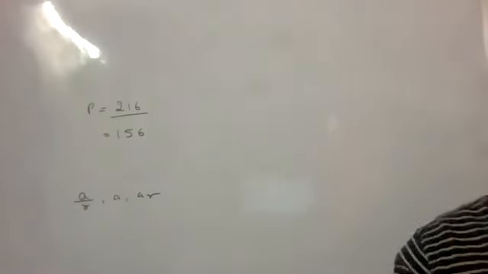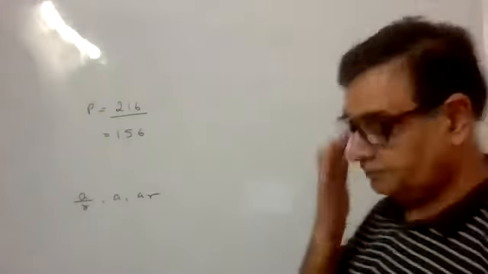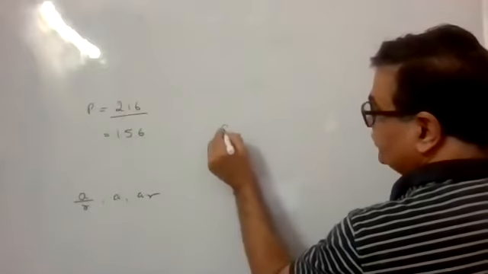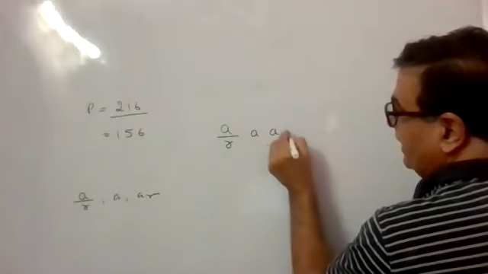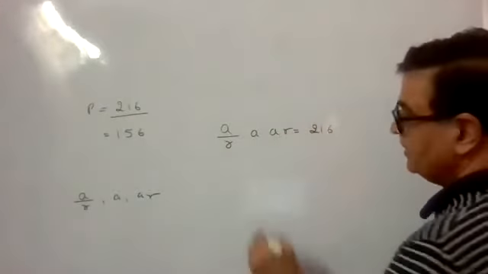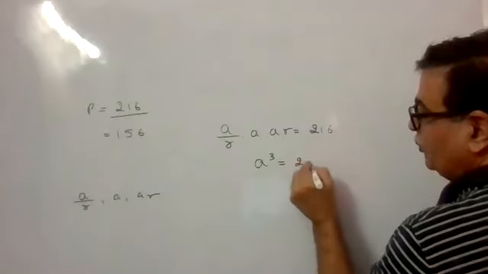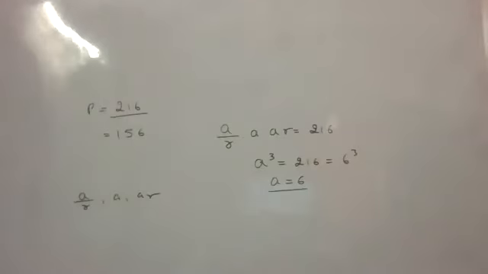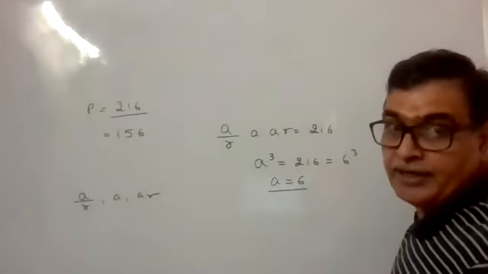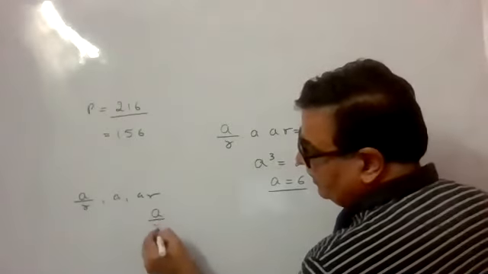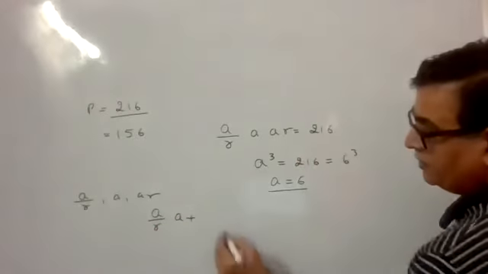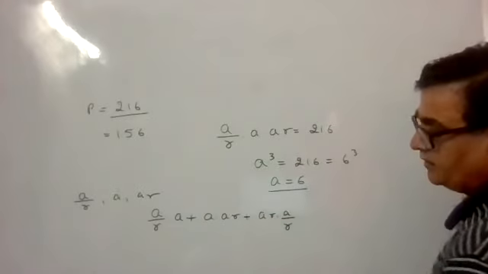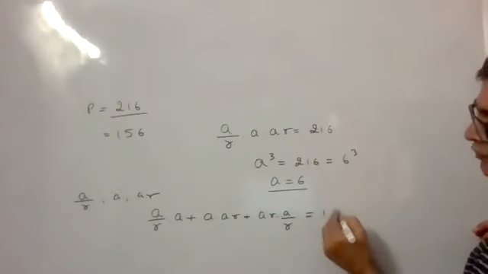The A6. First they say product is 216. So A by R, A and AR comes out to be 216. That is indicating A cube will be 216, 6 cube. So A is coming 6 here. Then they say sum of the product in pair. So what will come? A by R into A plus A into AR plus AR into A by R. That comes out to be 156.